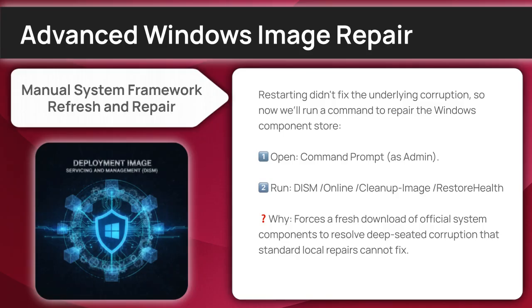Restarting didn't fix the underlying corruption, so now we'll run a command to repair the Windows component store. First, open command prompt as admin. Second, you're going to type DISM /Online /Cleanup-Image /RestoreHealth, then hit enter. Why are we doing this? Well, this forces a fresh download of official system components to resolve deep-seated corruption that standard local repairs cannot fix.